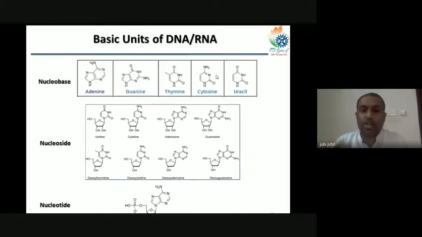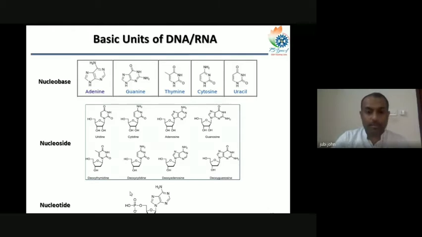Whenever a sugar is attached to a nucleobase, it becomes a nucleoside. And when one hydroxyl group is missing from the pentose sugar at the 2' position, it is called a deoxynucleoside, a deoxy sugar. Whenever a phosphate group is attached to the 5' position of the nucleoside, it is called a nucleotide. So the basic unit is a nucleobase. When a sugar is attached, it is called a nucleoside. When a phosphate group is attached, it is called a nucleotide.